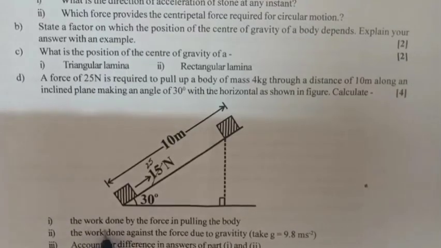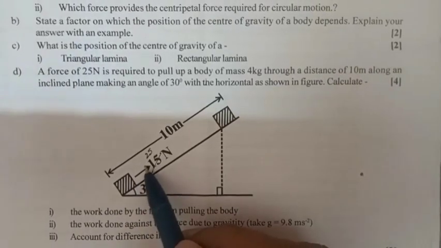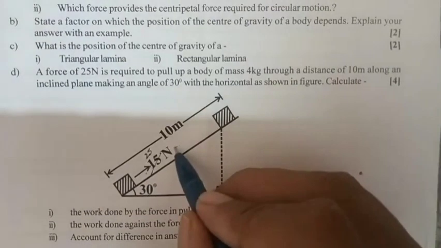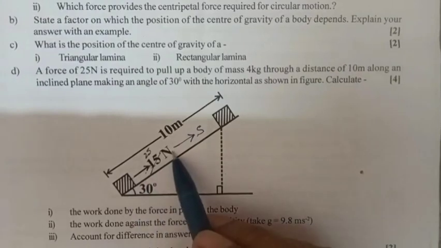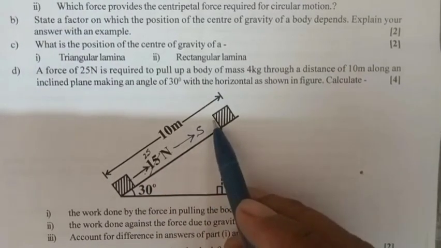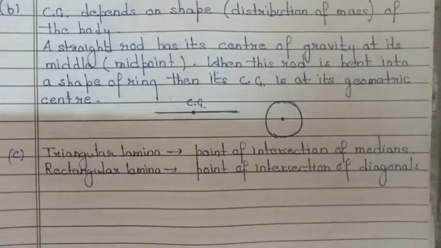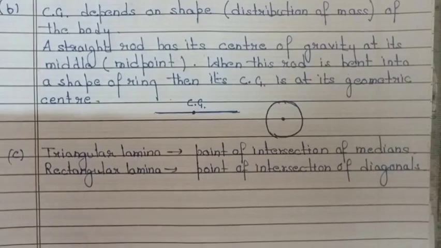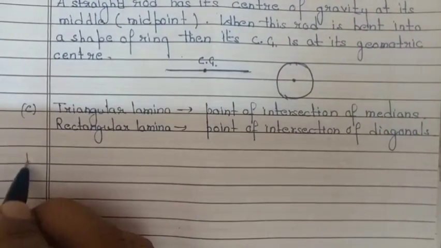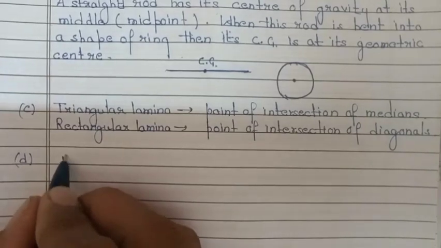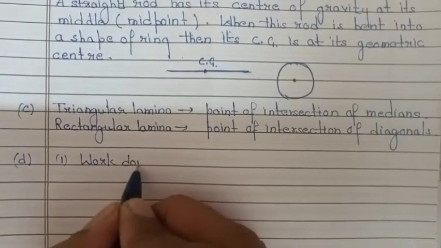Now see, in the first part we have to calculate work done by the force. Now you see the direction of the force as well as the direction of the displacement. Both are the same. So when the direction of displacement and direction of force are both the same, we have to calculate in the first part the work done by the force.